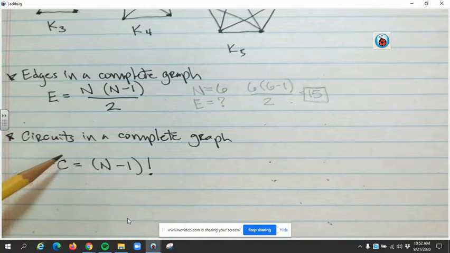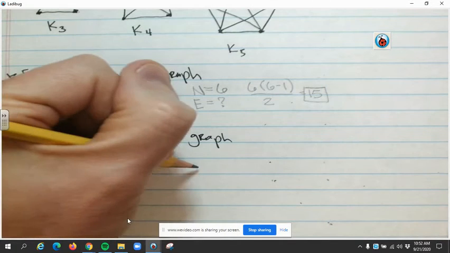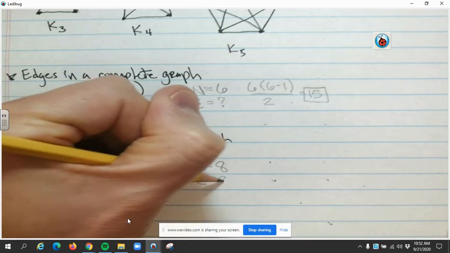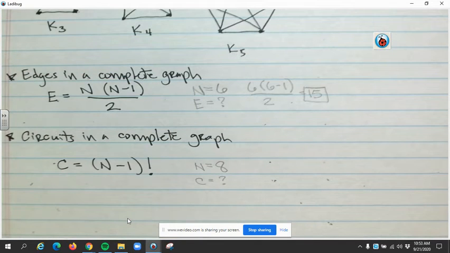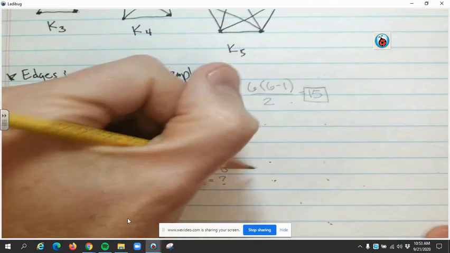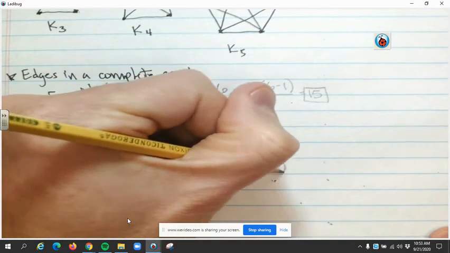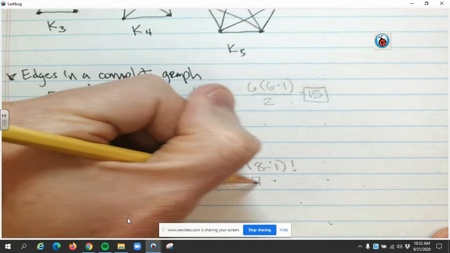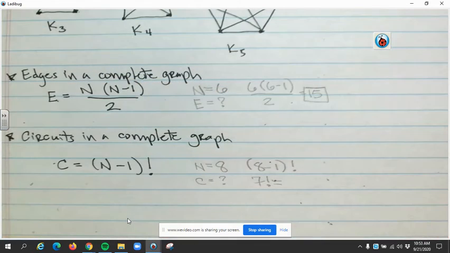For number of circuits in a complete graph. What if you were told there were 8 vertices and asked to find how many circuits there are? So I take 8 minus 1, factorial. 8 minus 1 is 7. So the answer is 7 factorial. If you actually wrote that out, you could do it on the calculator. Remember, if you do it on the calculator, you want to hit the factorial button.